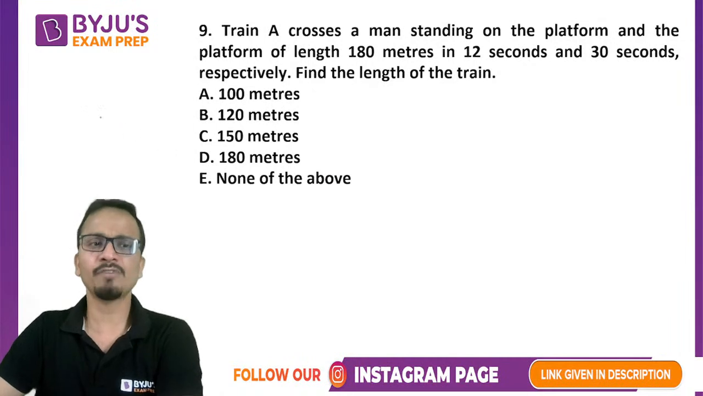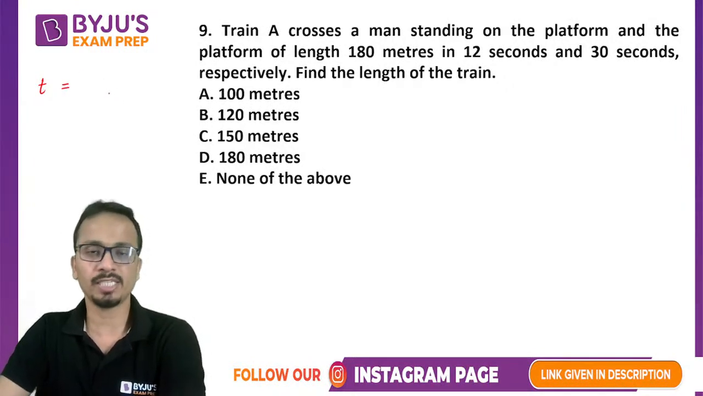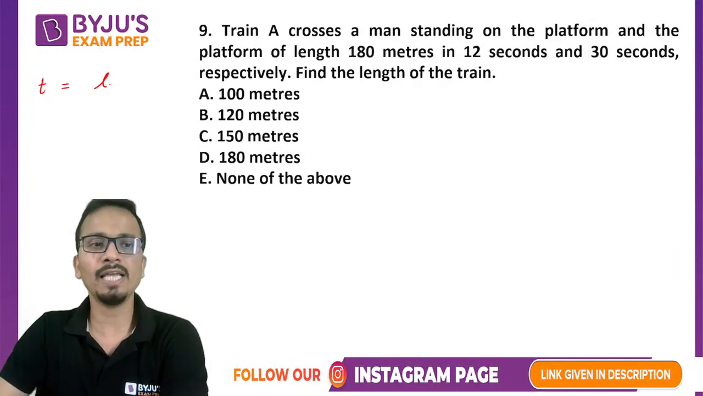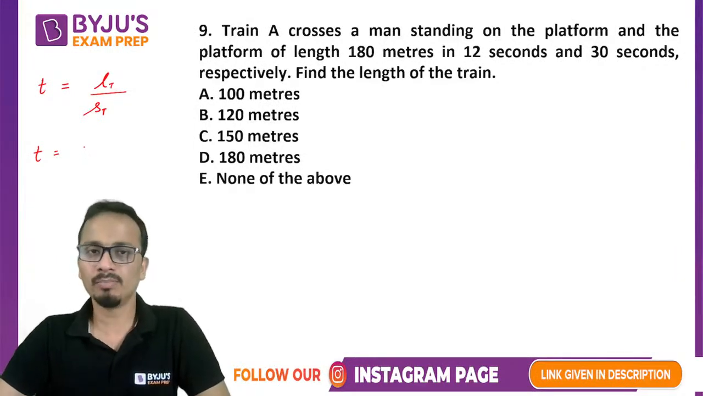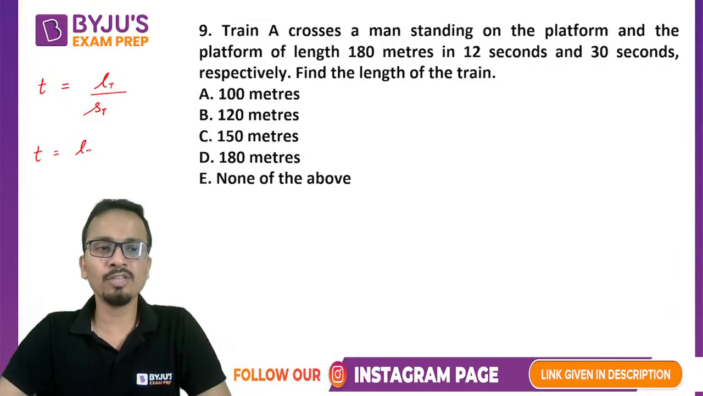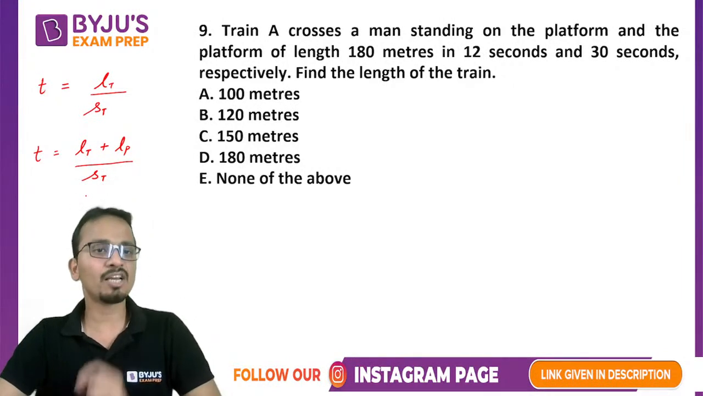Okay, so I'll give you some basic formulas. Listen carefully. Time taken by a train to cross a stationary object is equal to length of the train divided by speed of the train. Now, second formula: time taken by a train to cross another train or a platform will be equal to length of train plus length of platform divided by speed of train. All right. Some basic formulas.